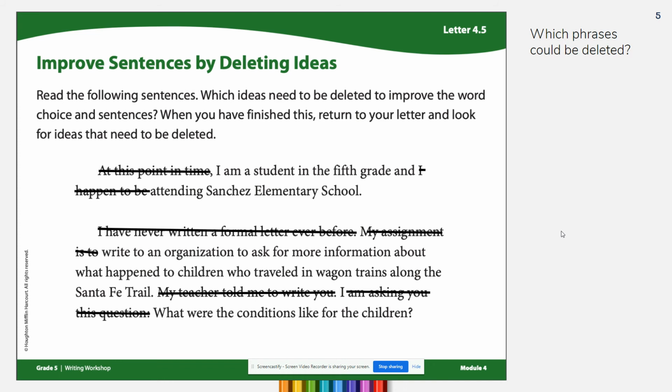So let me read it again now that we've removed those extra things that we don't need. I am a student in the 5th grade attending Sanchez Elementary School. Instead of having write to an organization, we would probably say something along the lines of, I am writing to ask for more information about what happened to children who traveled in wagon trains along the Santa Fe Trail. What were the conditions like for children? Do you see how that minimized the extra fluff that we didn't need and really honed in on what the letter was asking?